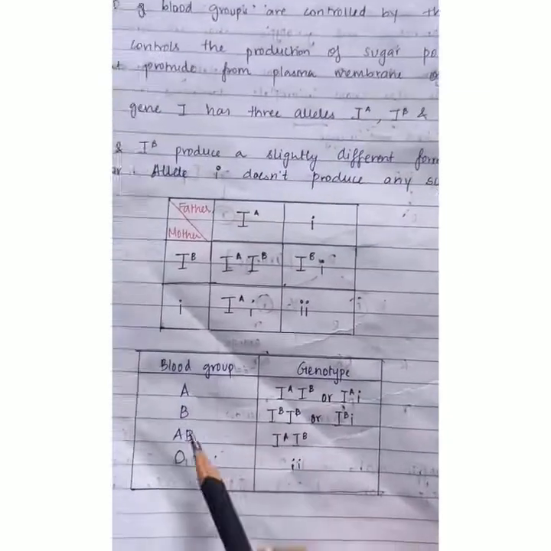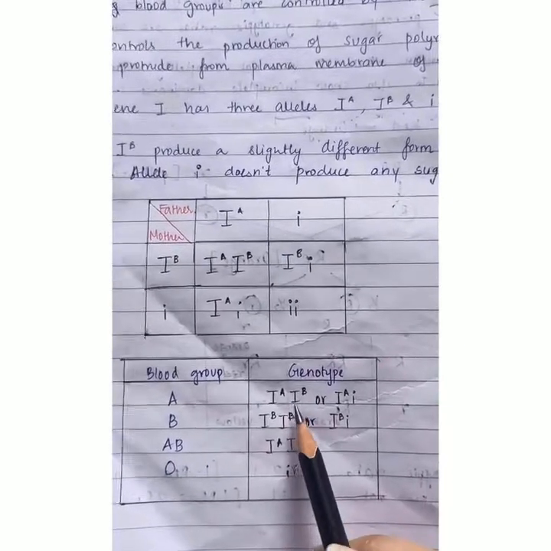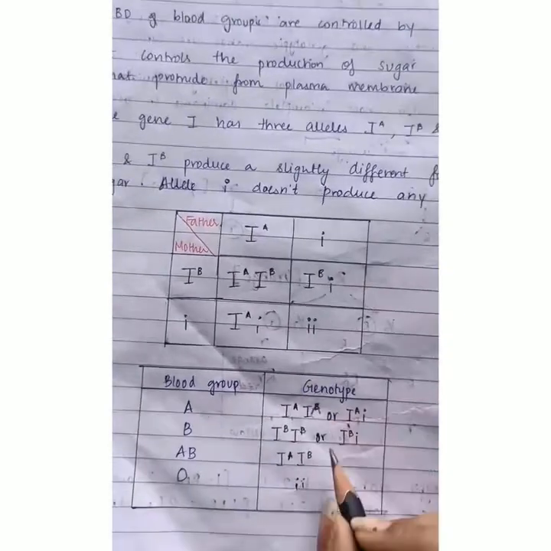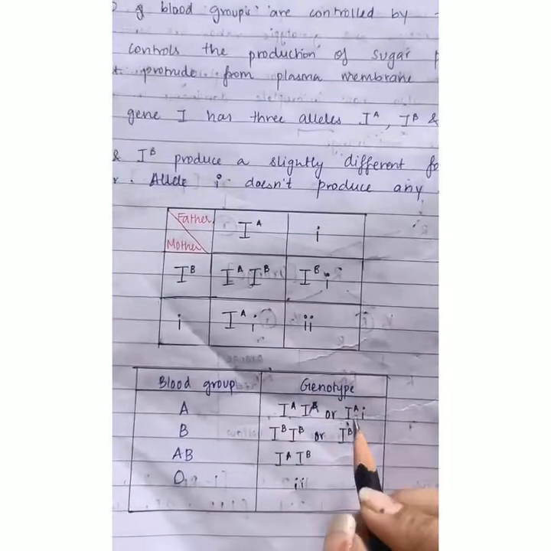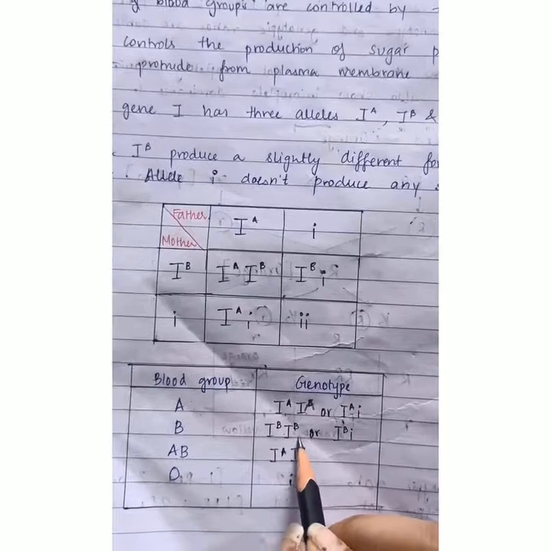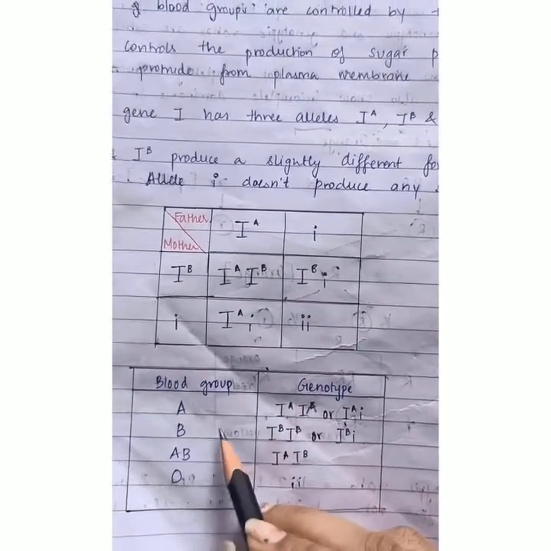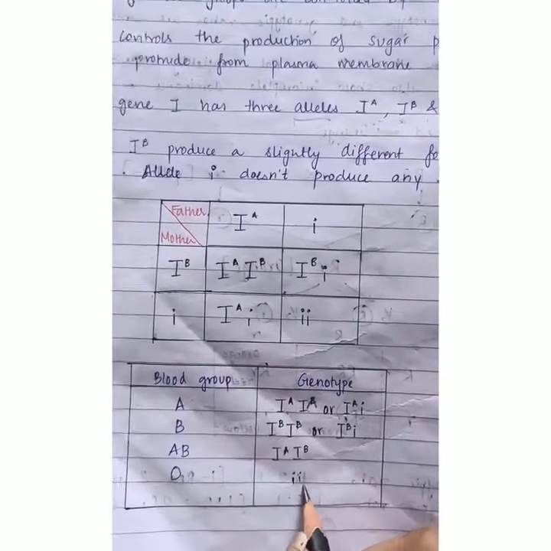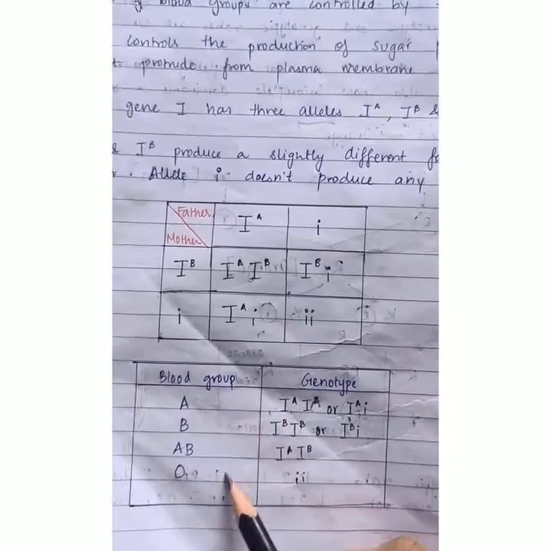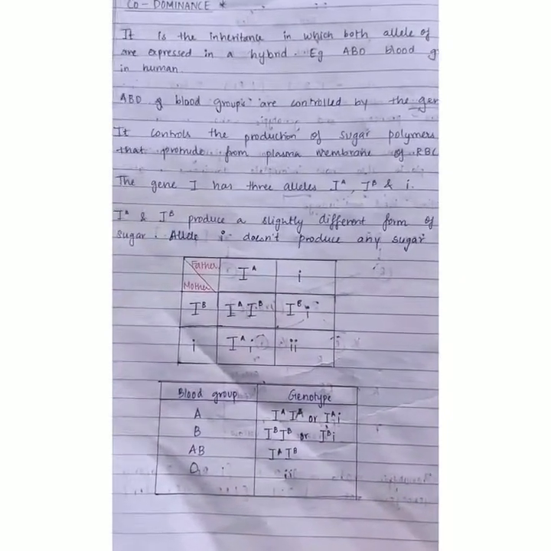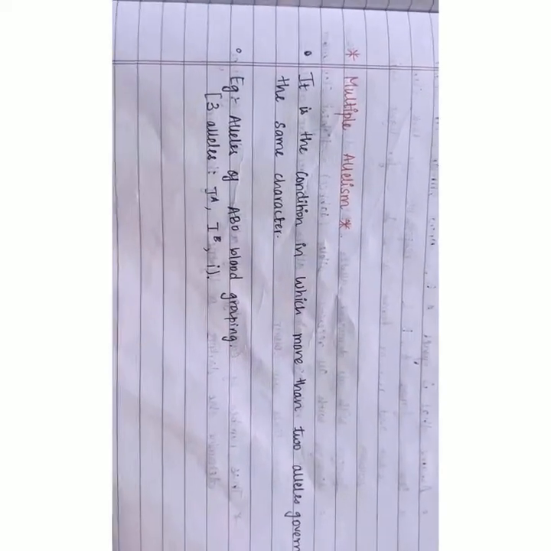Here we'll see this table. If it's blood group A, the genotype can be written as IAIA or IAi. If these are the genotypes, we can see the blood group is A. If the genotype is IBIB or IBi, the blood group will be B. If it's IA and IB, the blood group will be AB. And if it's small ii, it's O. So this shows the blood groups according to genotypes. And codominance means both the dominant and the recessive character will be expressed together. That is called codominance. Then what is multiple allelism?